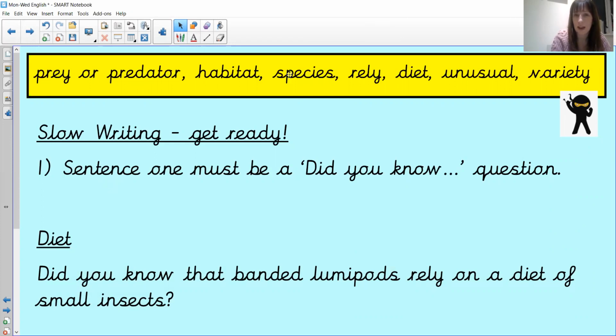I've got at the top here some technical vocabulary that you might want to use in your sentences. So let's see how many of these we can get in. So in my sentence, I've used rely. All right, so can you have a go? If you pause the video, think about your creature and what it eats. And can you write a sentence that starts with, did you know? Pause here, off you go.